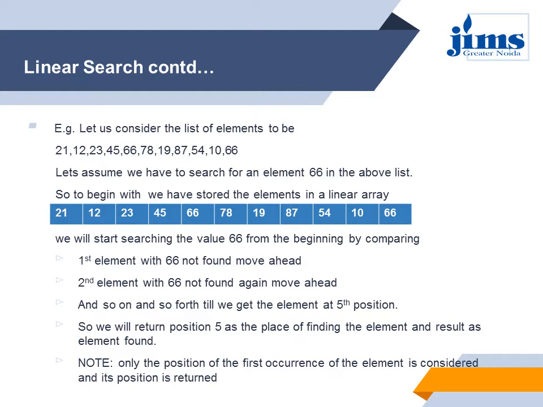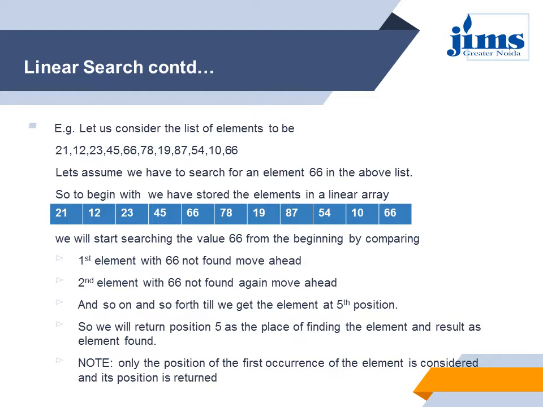To begin with, we have stored the elements in the linear array. Now we start searching the value from the beginning by comparing the first element with 66, where we do not get the desired element, and then we move ahead. The second element is compared with 66 and 66 is not found there also, and we move again and so on and so forth till we get the element at the fifth position.